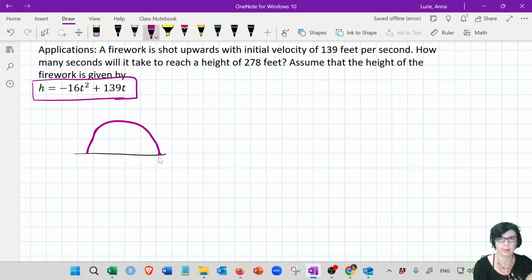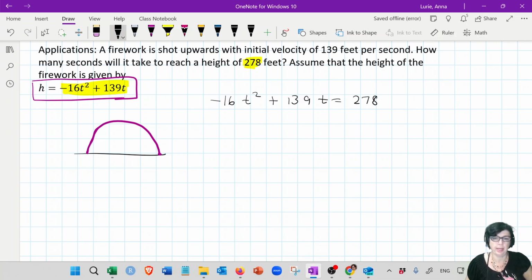Okay, what you need to understand is that this height they give you is asking how many seconds it will take to reach a height of 278 feet. That's what you need. So you need to make this height they gave you right here equal to this specific height, and then solve this for t. So you're going to get an equation similar to what we considered in the previous example because it's not going to be in standard form.